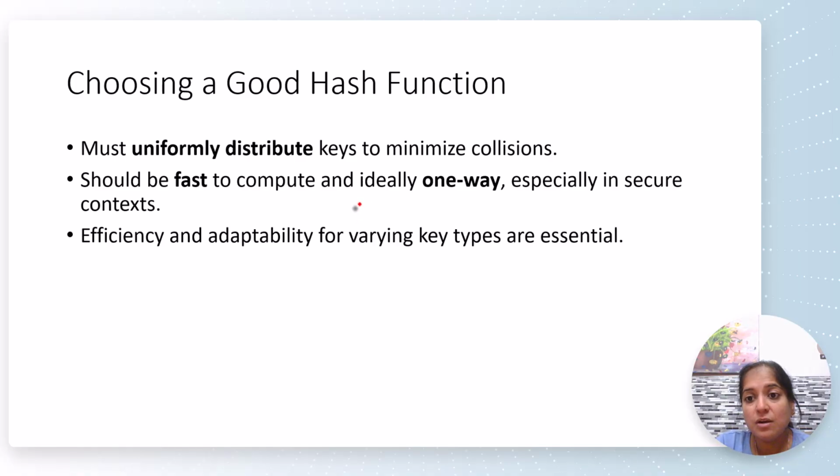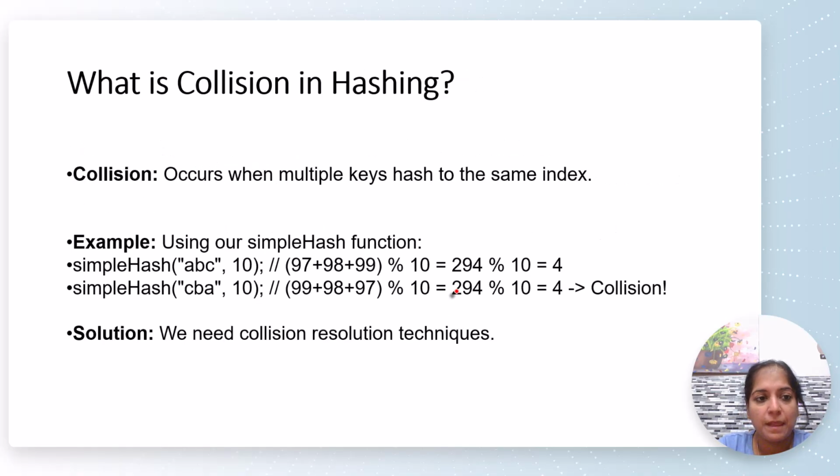Again, whenever we are choosing a good hash function, it must uniformly distribute the keys to minimize collisions. It should be fast enough to calculate the values, and it should be able to calculate the index for different types of keys. The keys may be of integer type, string type, date type, or a user-defined object, it may be anything. So it should be able to calculate the index for each type of key. Now, what is a collision in hashing?